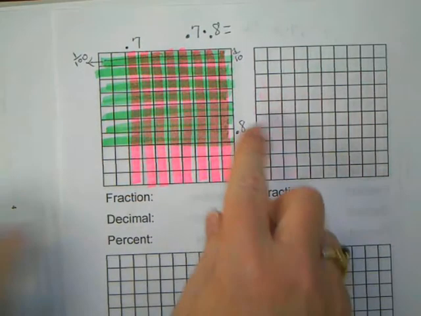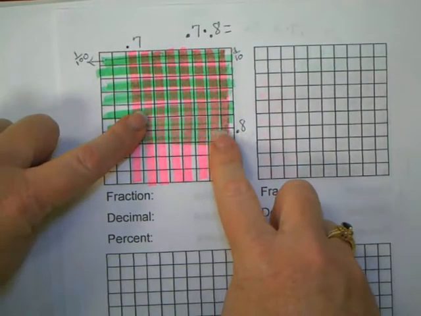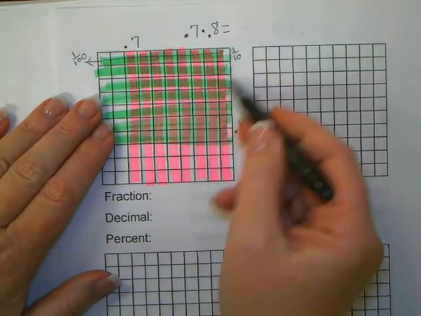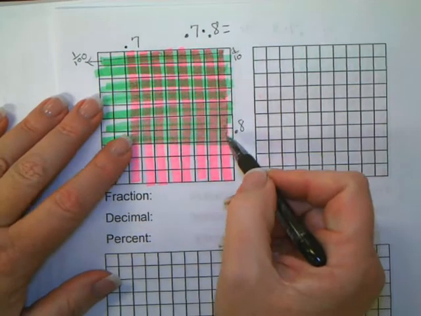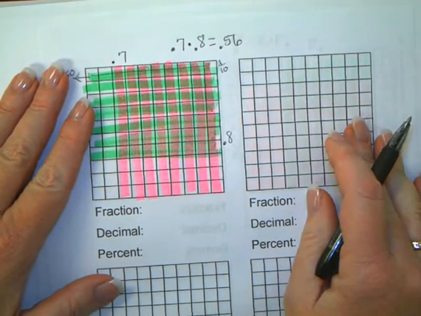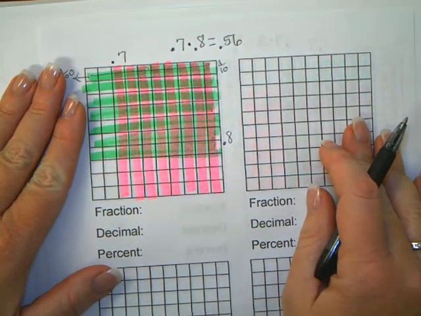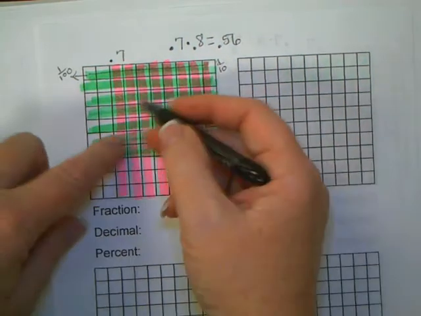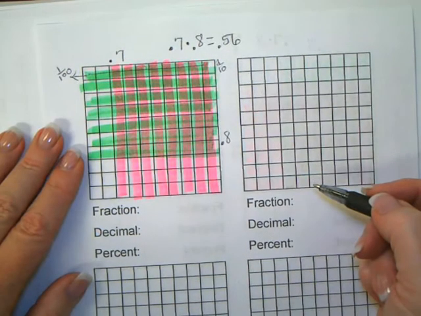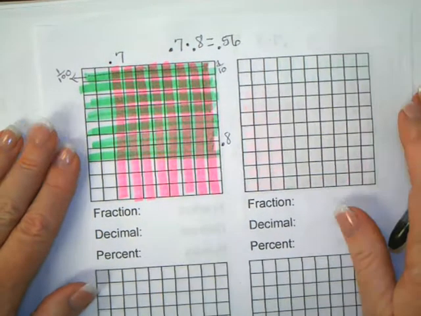Now, when I multiply these together, you'll see that the overlap, you can clearly see the overlap. That's actually 56 squares, or 56 hundredths, and that's actually my answer when I multiply. So 0.7 times 0.8 is 0.56, or 56 hundredths, which are these little squares that have both the green and the pink in them.